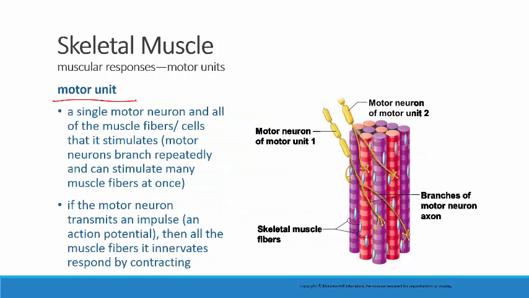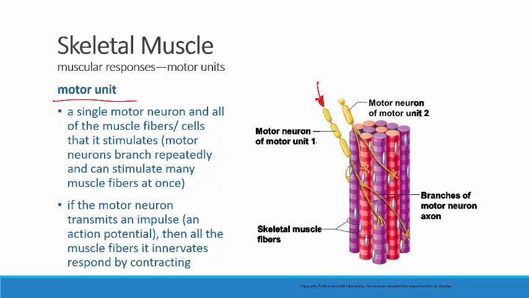A motor unit is a single neuron. So here we have a single neuron axon. It's a single neuron and all of the muscle cells or fibers that it is responsible for stimulating and causing to contract. And it turns out that motor neurons may branch repeatedly along the length of their axon, and so they can reach out and stimulate multiple muscle fibers at one time.